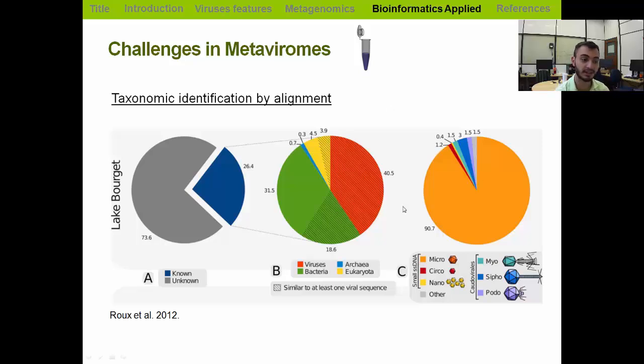And here is a diversity analysis of the sequences that they identified as virus sequences. You can see that the Microviridae family, which are small single-strand DNA viruses, are predominant in this sample, in this layer.